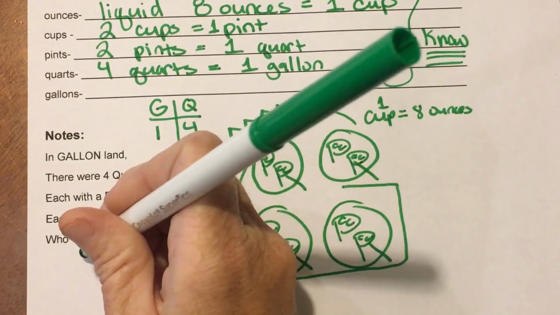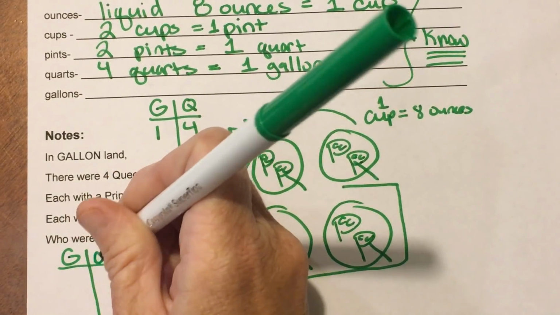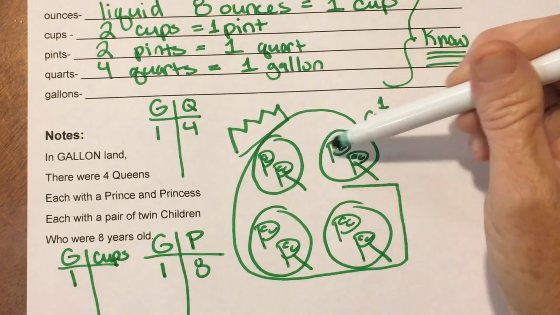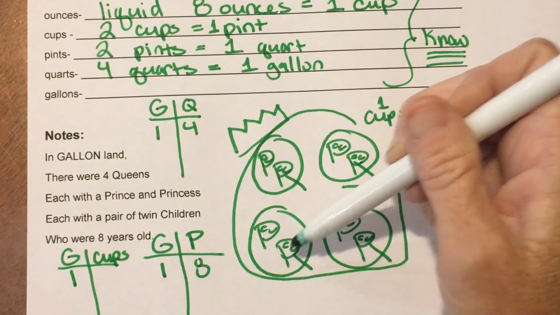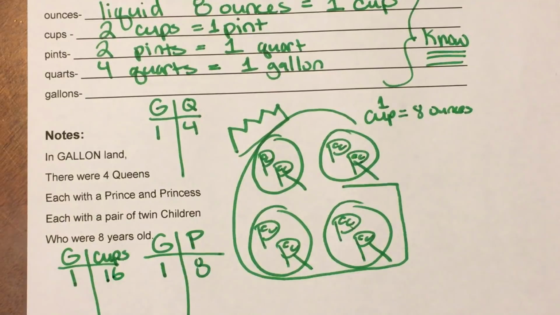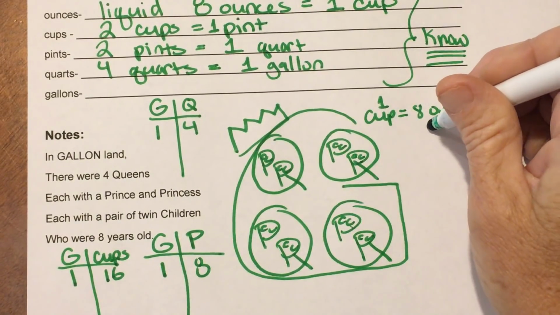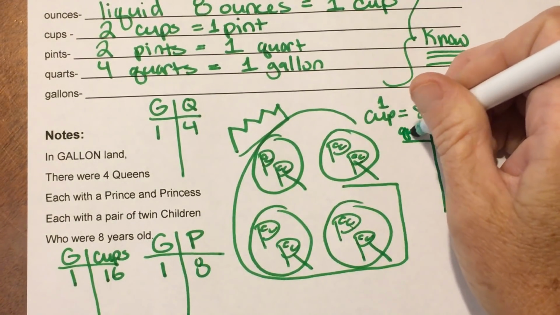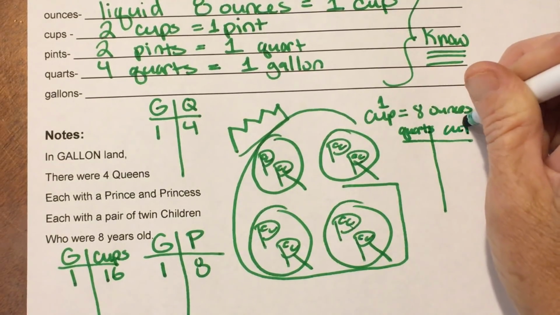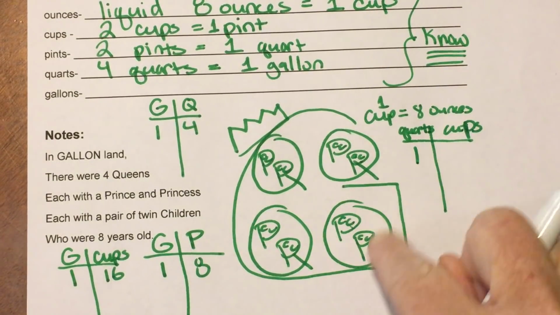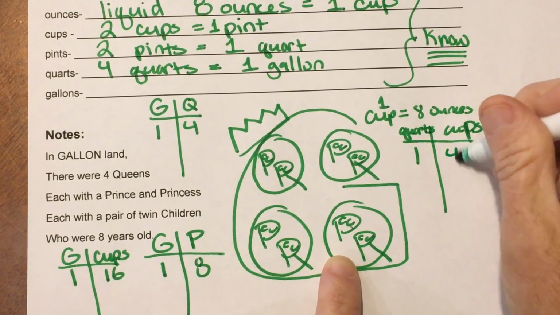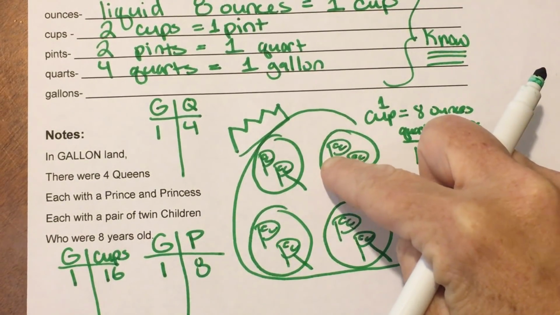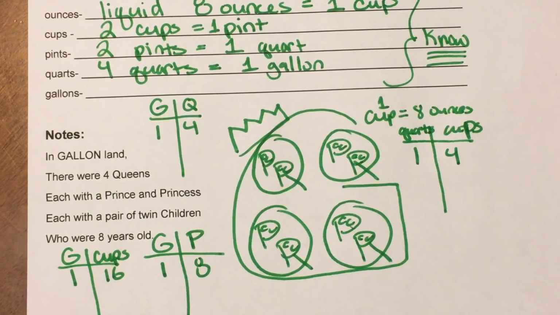What if we were going to do gallons to cups? 1 gallon has how many cups in it? 2, 4, 6, 8, 10, 12, 14, 16. We could even find more information we could use from this. What if we were going to do quarts to cups? Well, 1 quart has how many cups in it? 4 cups.